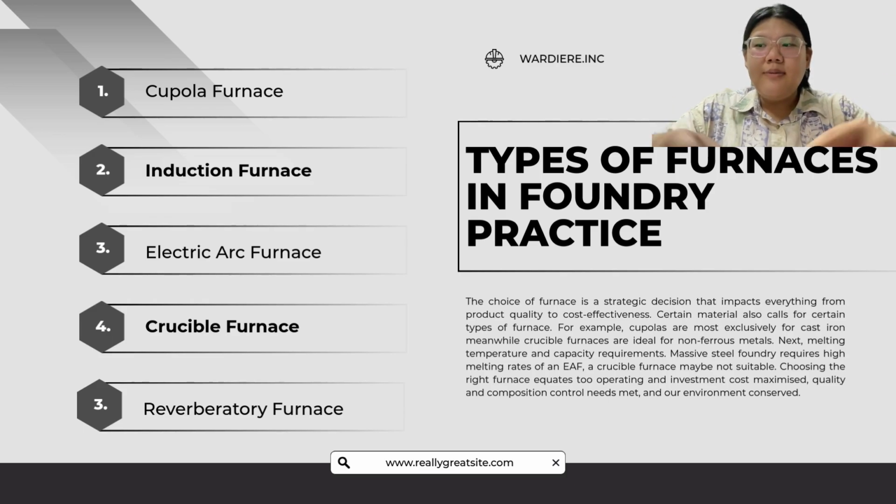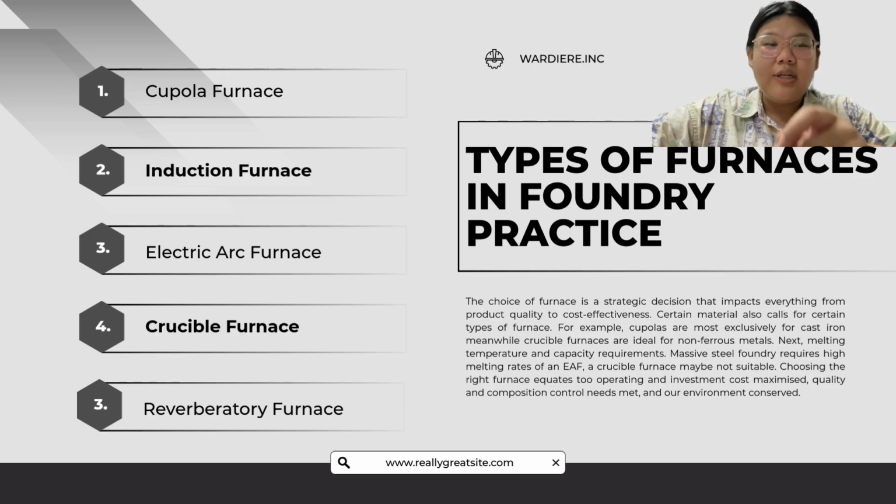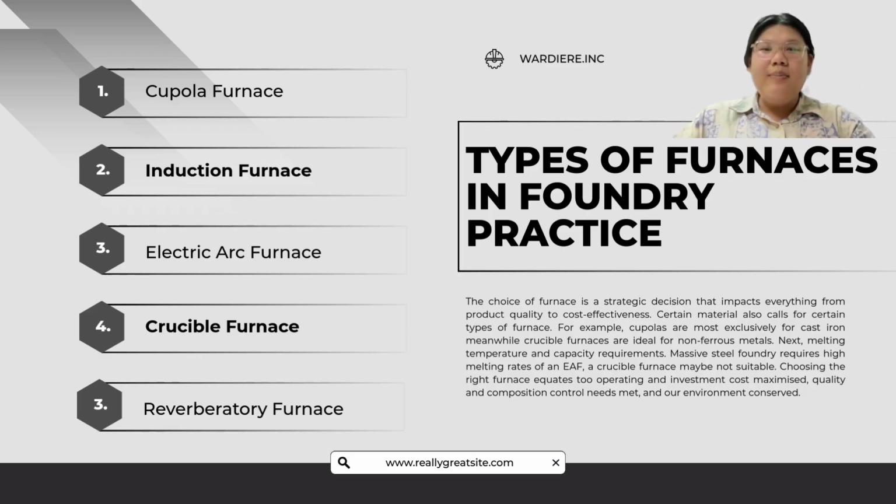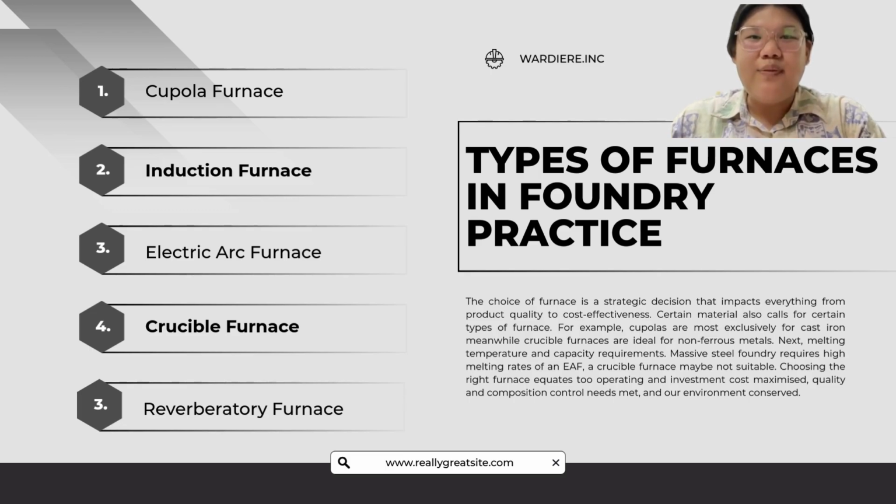Now we'll talk about the types of furnace in foundry practices. So there are 5 furnaces. First, cupola. Second, induction. Third, electric arc. Fourth is crucible. And the last one is reverberatory furnace. It is important to choose the right furnace as each furnace has their own functions. For example, if you want to cast an alloy, cupolas are almost exclusively used for cast irons. Meanwhile, crucible furnaces are ideal for non-ferrous or non-iron metals.